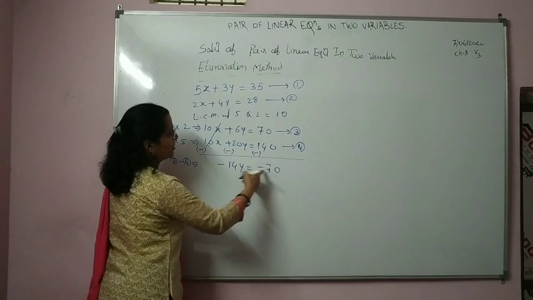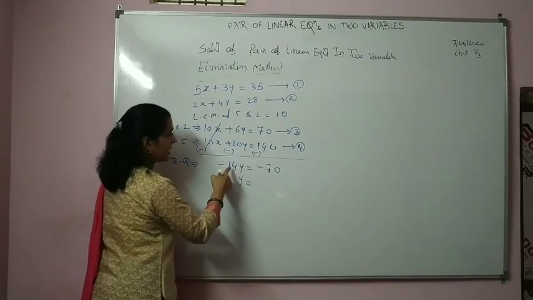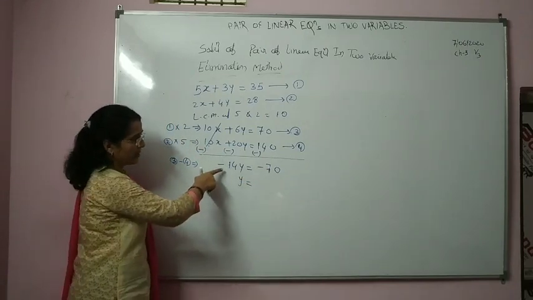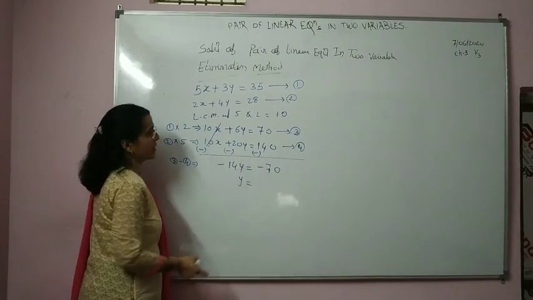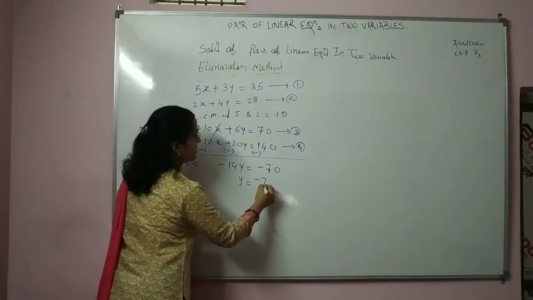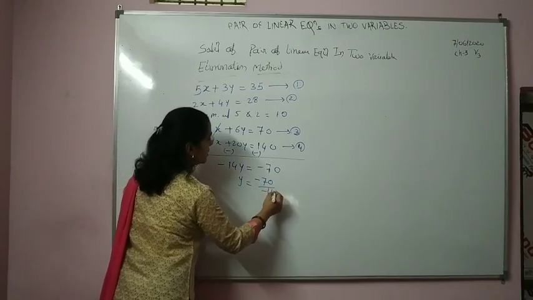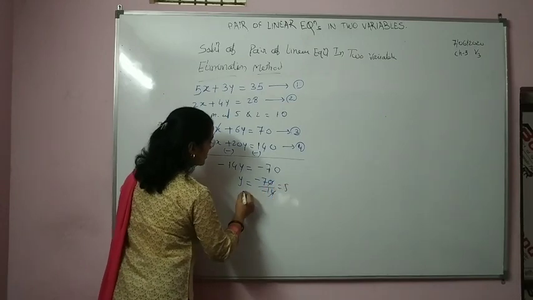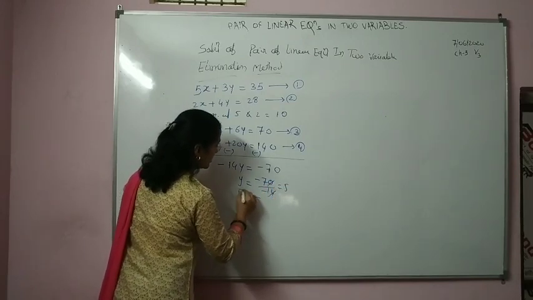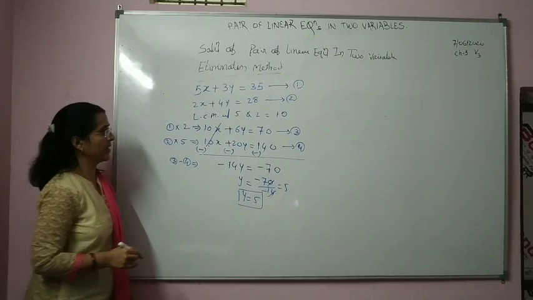Again we want the value of y. To find the value of y, minus 14 is the factor, so the factor goes downside, it will not go to the right side. So y equals minus 70 upon minus 14, which is equal to 5. So this is y equals 5. In this way we have got the value of y.